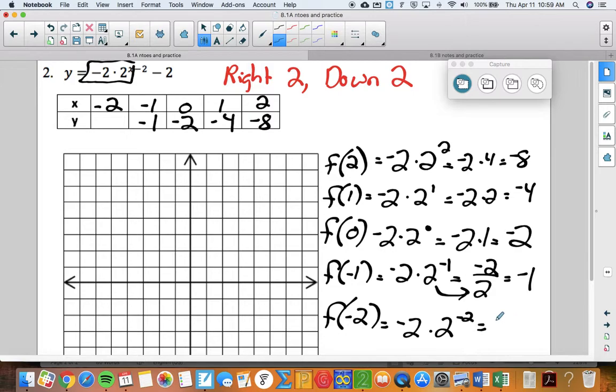Things are growing or shrinking quickly. So here, we're going to get the -2 on top, out in front, and then 2 to the -2 is the same as 1 over 2 squared, which is 4. So this simplifies to -1/2, or -0.5. So let's plot it. -2, -1/2; -1, -1. Boom. Boom.